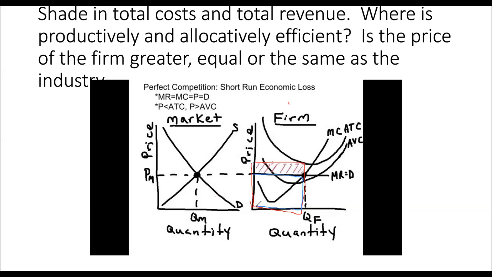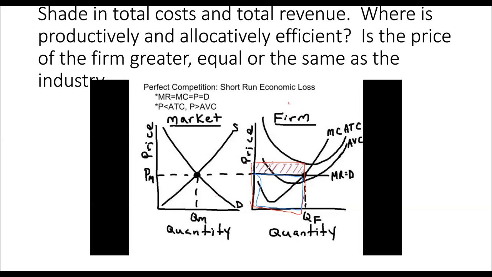So that shaded area is the fixed cost, right? The fixed cost is anything between the ATC and the AVC. You see the fixed cost is getting less and less. What is the line? That's the loss line.